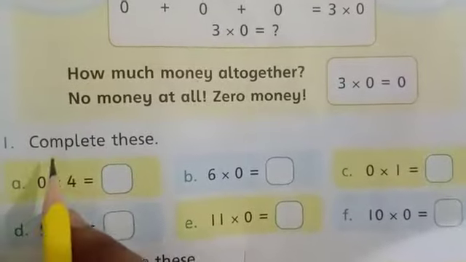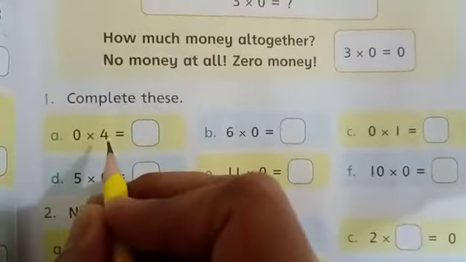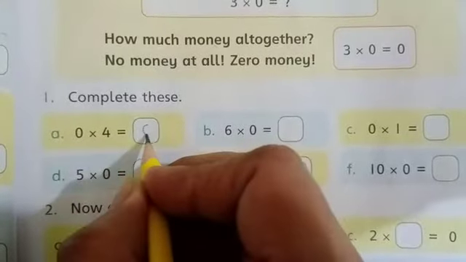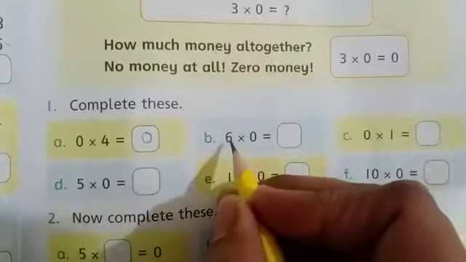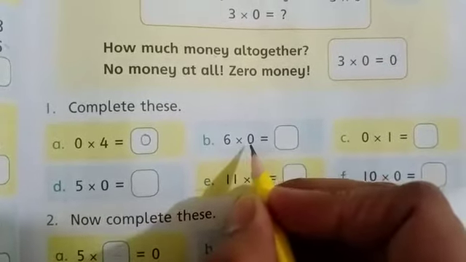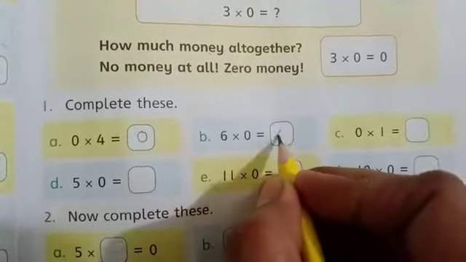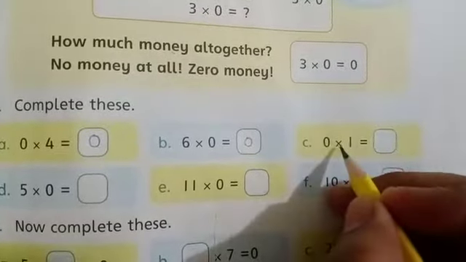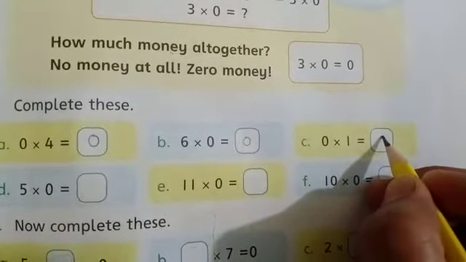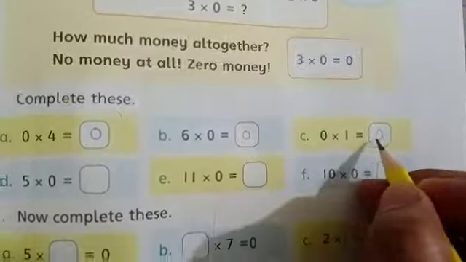Now look at this. Question number 1. Complete these. 0 multiplied by 4 is 0. When we multiply 0 with 4, it is 0. Next is 6 multiplied by 0. Again, when we multiply any number with 0, answer is 0. Next C part is 0 multiplied by 1, it's 1. No, it is 0. When we multiply 1 with 0, it is 0.